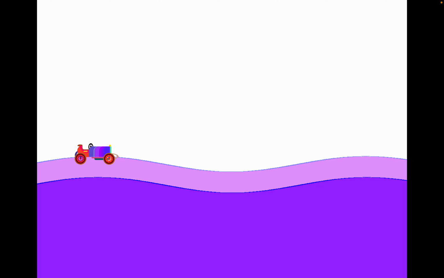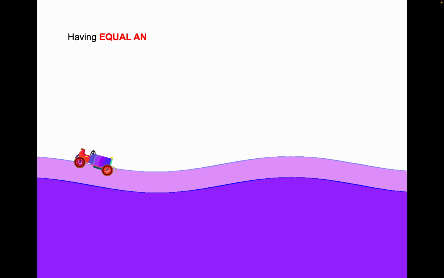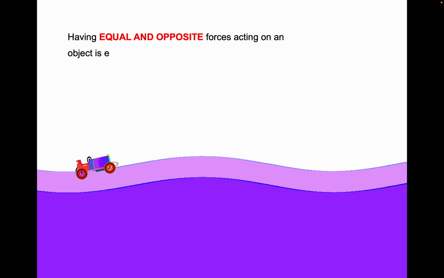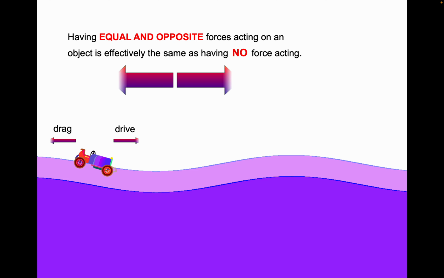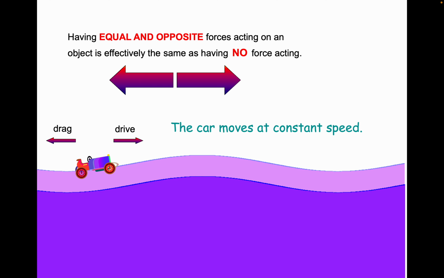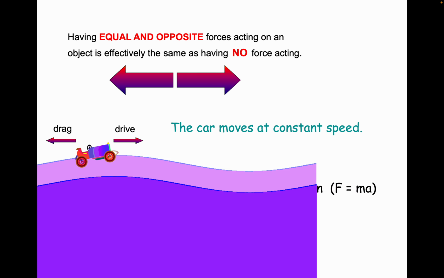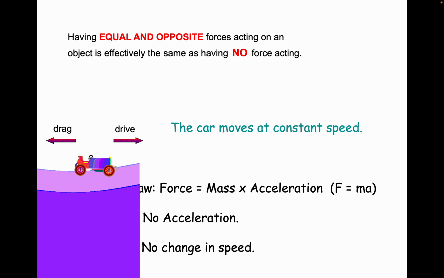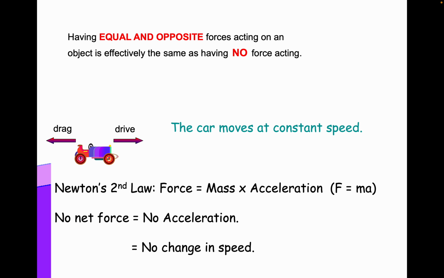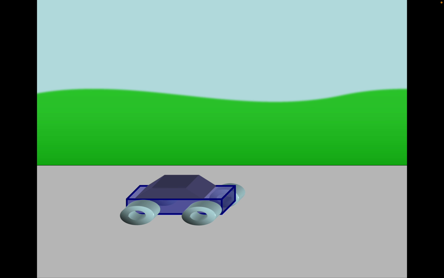Okay? So once again, if the thrust going forwards is equal and opposite to the drag force backwards, it will just drive at constant speed. Okay? But if the drive was greater, you could actually accelerate the car forward. So we're going to look at what happens in different scenarios to when forces are balanced or unbalanced.